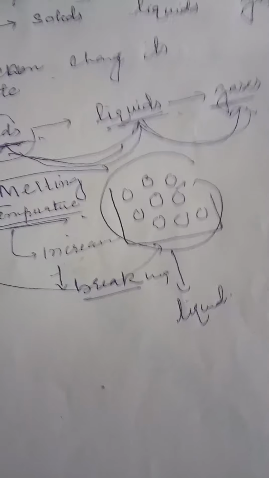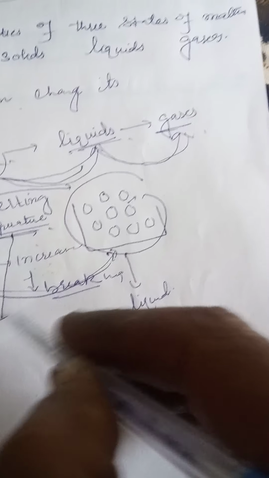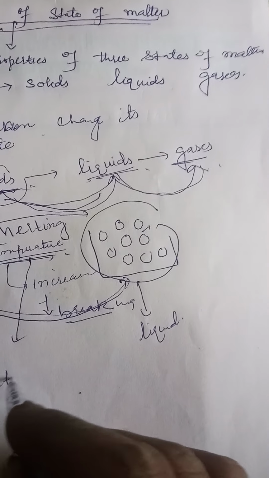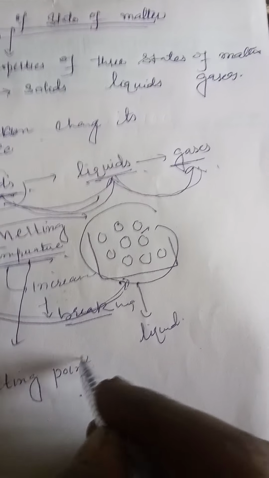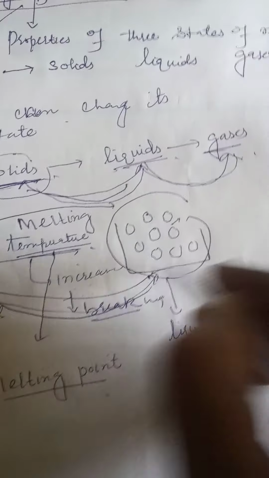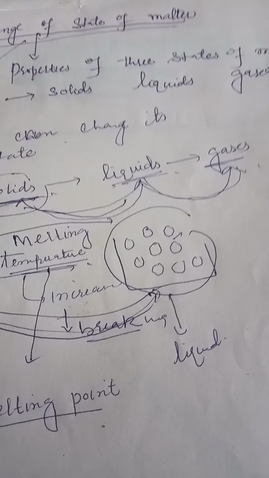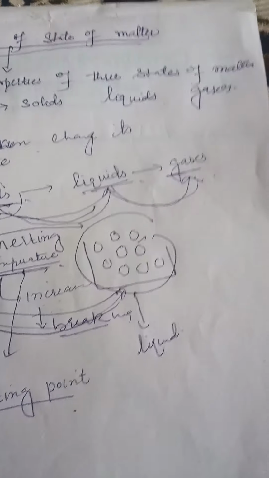Solids can undergo melting. Melting of solid means change of solid from solid state to a liquid state by applying a particular temperature, which we call the melting point of that solid. Melting point is the particular temperature at which a solid changes into a liquid. What is actually happening is that the arrangement is changing by applying the energy, by applying the temperature.